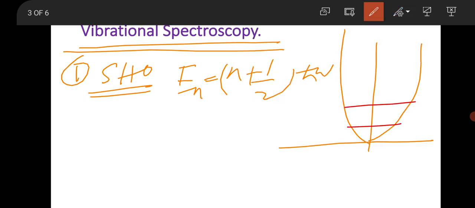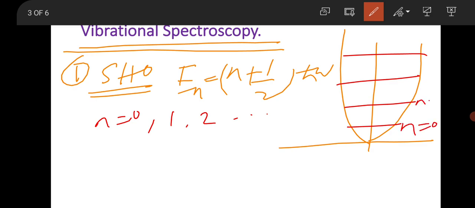Here the energy levels correspond to n equal to 0, that is the ground state, and n equal to 1, the first excited state, like this. This is the n equal to 0 state, this is the n equal to 1 state, this is the n equal to 2 state, and this is the n equal to 3 state.